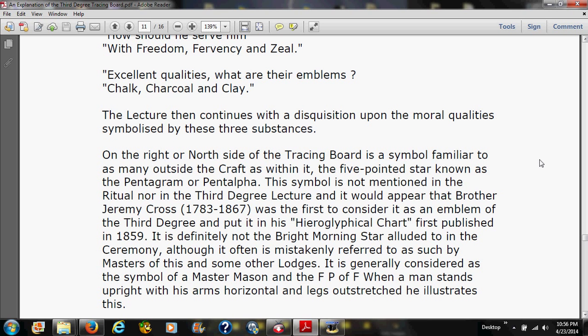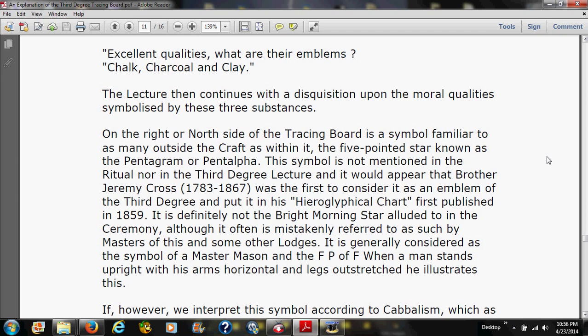On the right or north side of the tracing board is a symbol familiar to as many outside the craft as within it, the five-pointed star known as the pentagram or pentalpha. This symbol is not mentioned in that ritual nor in the third degree lecture, and it would appear that Brother Jeremy Cross was the first to consider it as an emblem of the third degree and put it in his hieroglyphical chart, first published in 1859. It is definitely not the bright morning star alluded to in the ceremony, although it often is mistakenly referred to as such by masters of this and some other lodges.